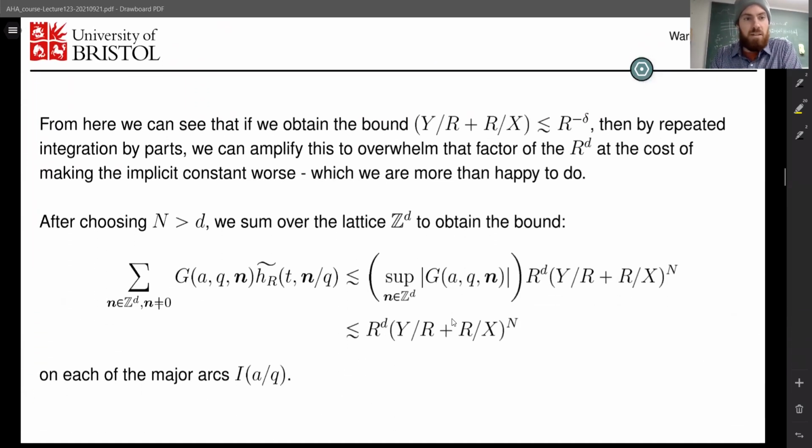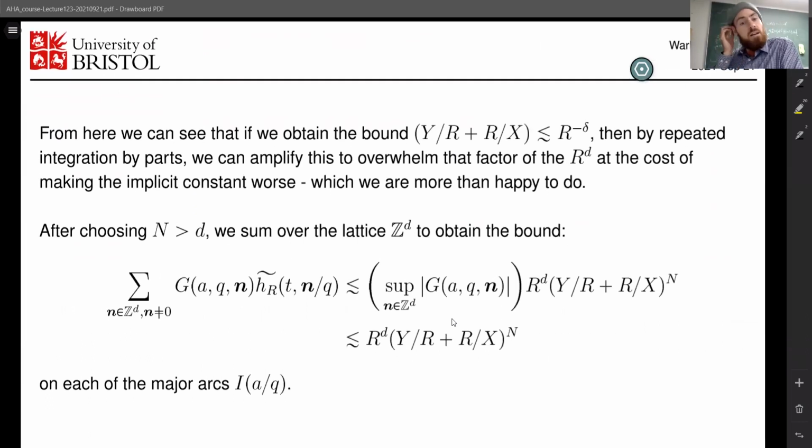So how do we actually put this into practice? What we'll do is sum up over the lattice. This is the form we had for our exponential sum inside the integral. We had a Gauss sum times this Fourier transform that's depending on n divided by q now. Just apply the trivial bound to the Gauss sums. Each one of these is bounded by 1, so the sup over all n doesn't matter. It's just 1 times the bound that we stated before for each of these Fourier transforms.